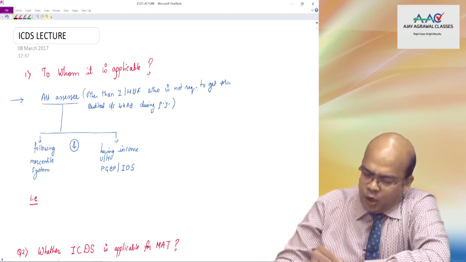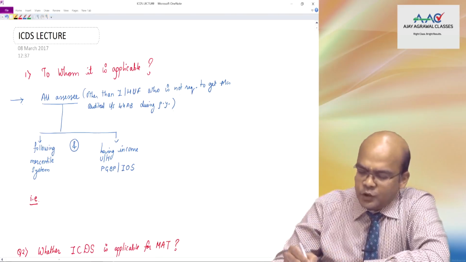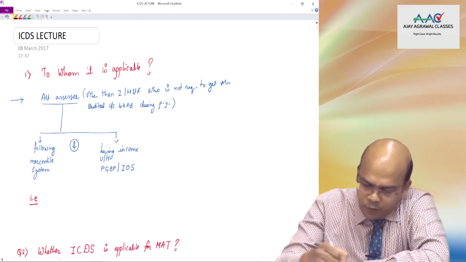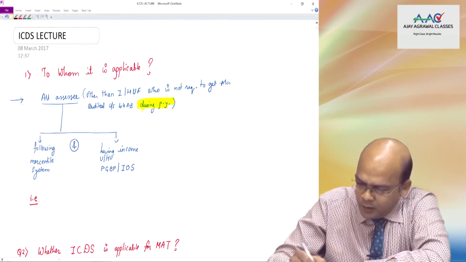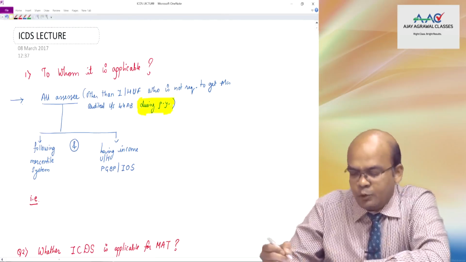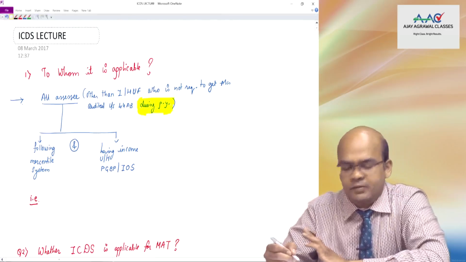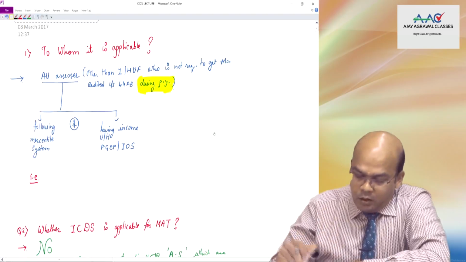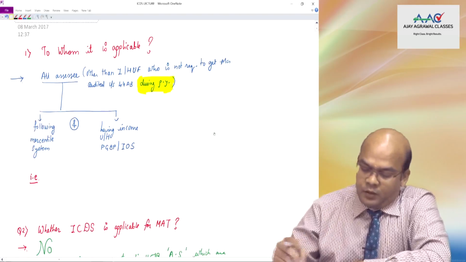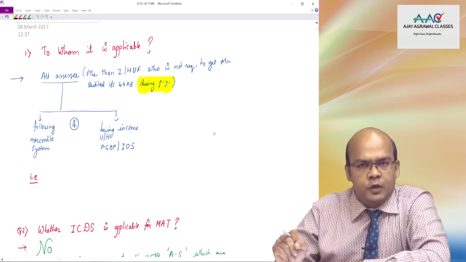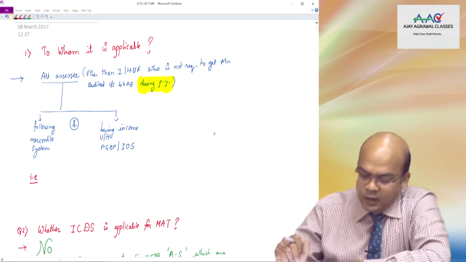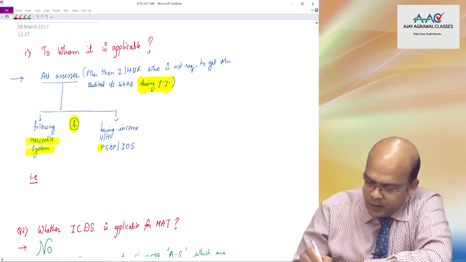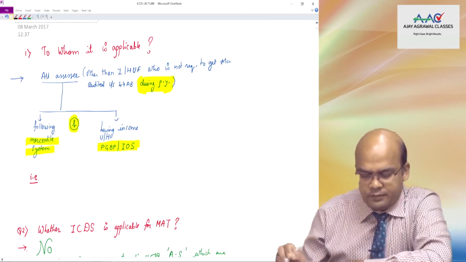It is applicable to all SSE other than individual or HUF who is not required to get accounts audited under 44AB during what? During the previous year. Preceding previous year नहीं बोल रहे हम, TDS में we say ना preceding previous year, but here it is what? During the previous year. Fine. And what is the condition? All SSE. We have already excluded individual or HUF if they are not required to get the accounts audited. When? If following mercantile system and having income under the head PGBP or IOS.